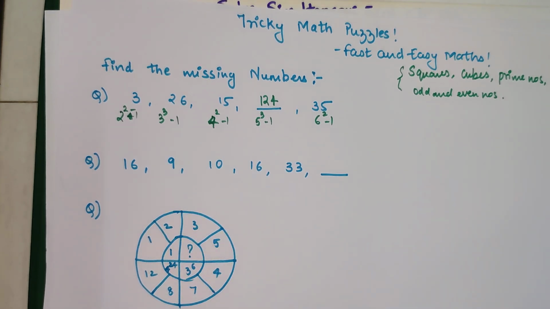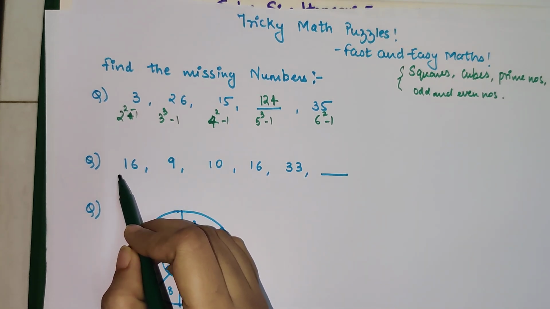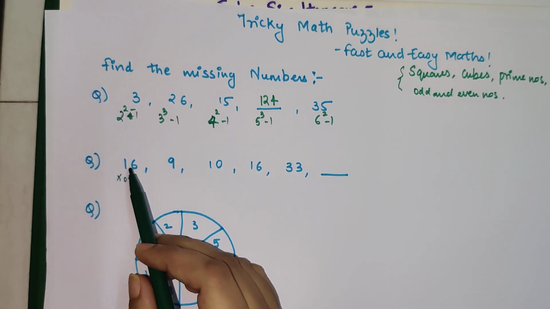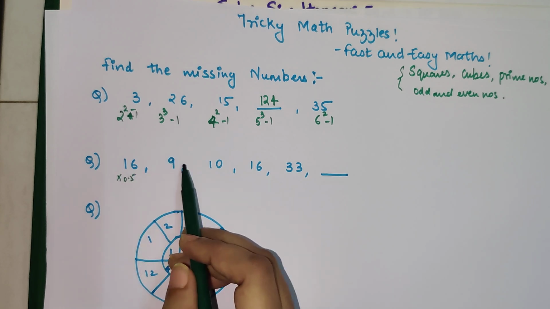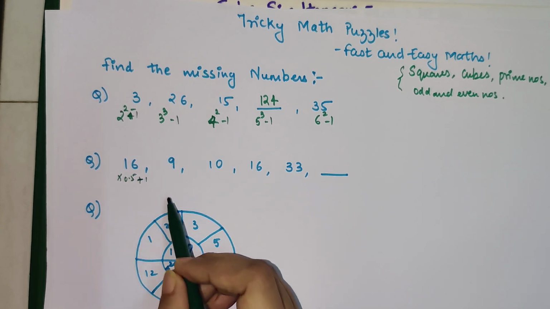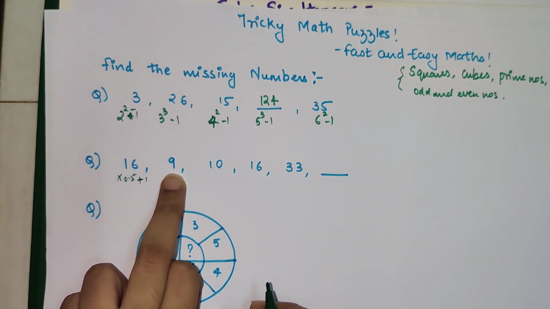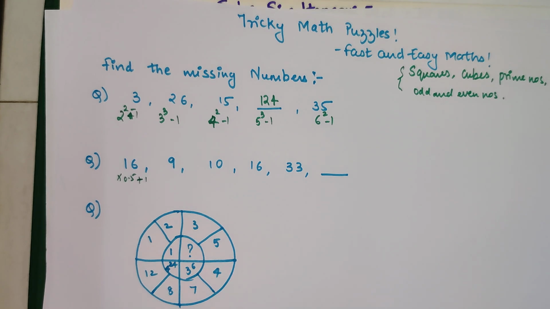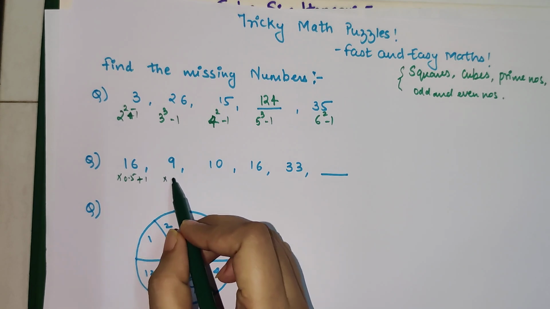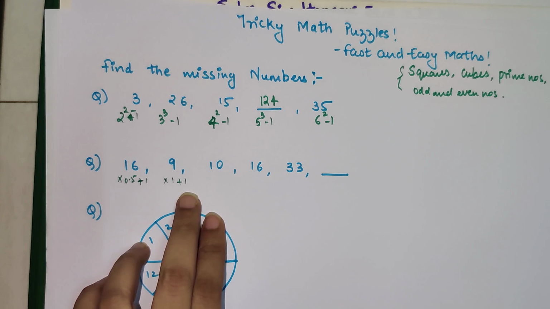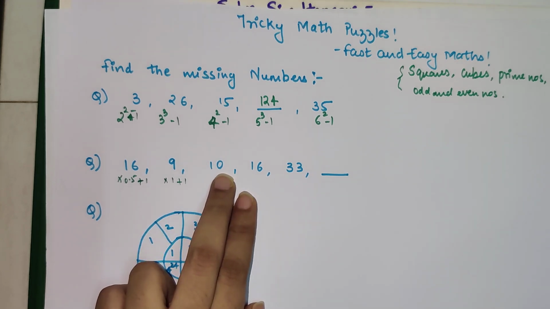But if you look closely here, if you multiply 16 by 0.5, you get what? Half. 16 ka half is what? 8, and you add 1 to it, so you will get 9. The problem over here is if we do the same thing for 9, you will get 4.5 plus 1 will get you 5.5. That is not what you are looking for. So how about you multiply this with 1 and you add a 1. So you get 9 into 1, that is 9, plus 1 will get you a 10.